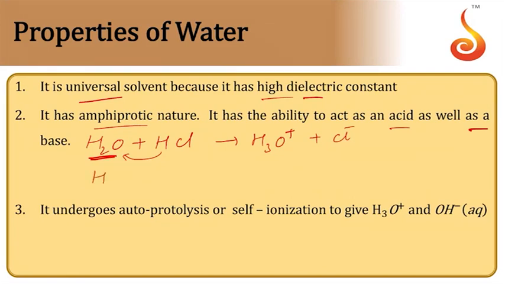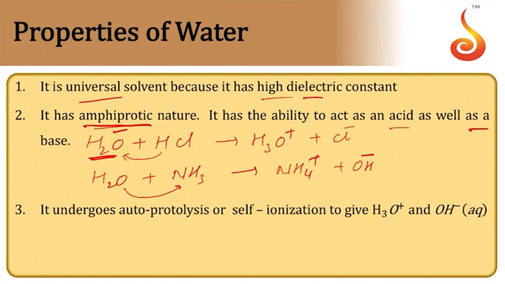But when you take the reaction of H2O with ammonia, ammonia accepts a proton from H2O, forming NH4+ and OH-. So in this reaction, what is donating the proton to ammonia? Therefore, water is acting as an acid here. So in the first reaction, water acts as a base, and in the second reaction, water acts as an acid. Such a species is said to be an amphiprotic species, which can act as both acid as well as base.